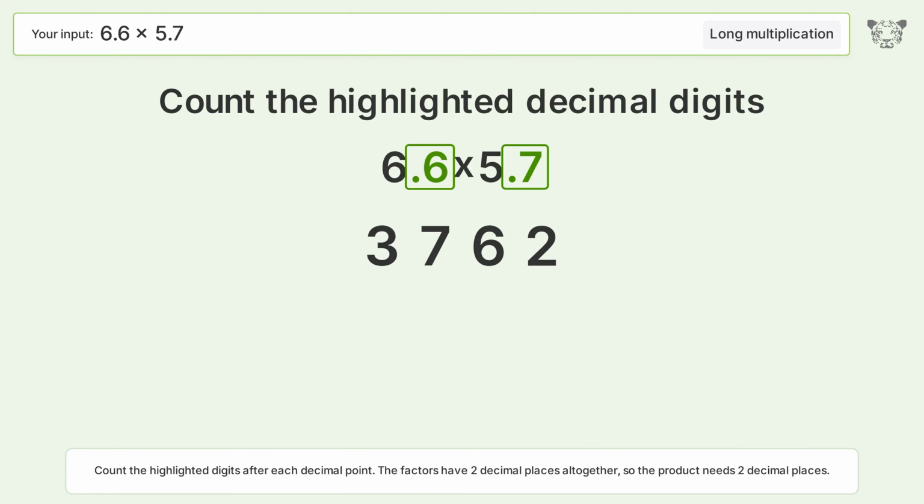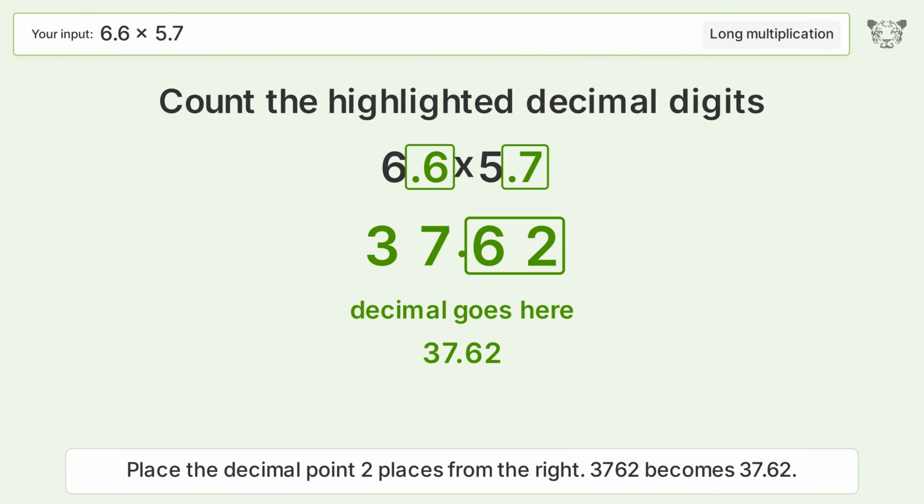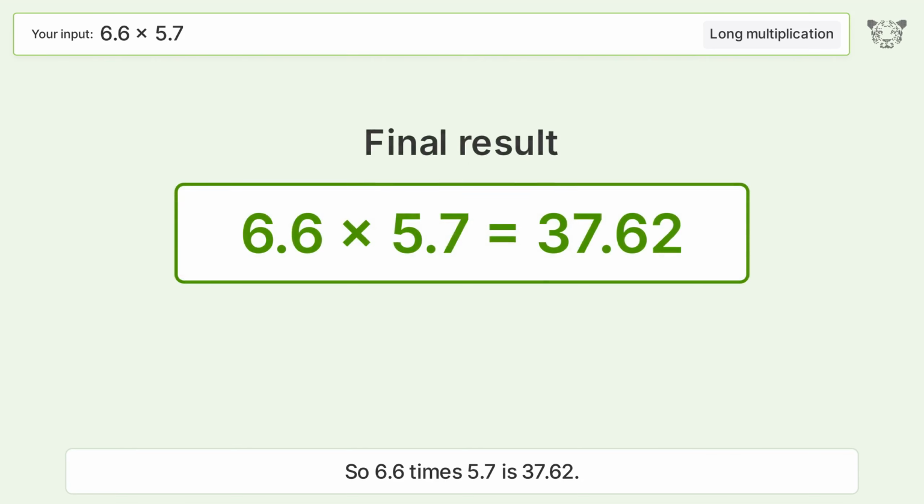Count the highlighted digits after each decimal point. The factors have 2 decimal places altogether, so the product needs 2 decimal places. Place the decimal point 2 places from the right. 3,762 becomes 37.62. So 6.6 times 5.7 is 37.62.